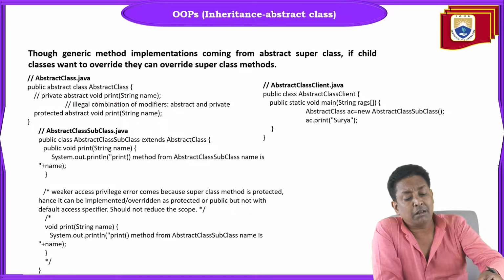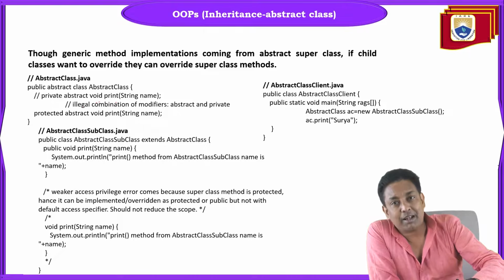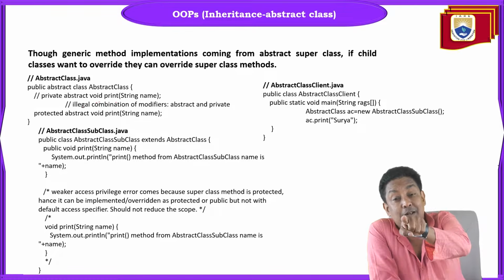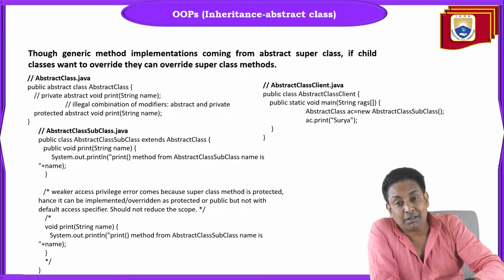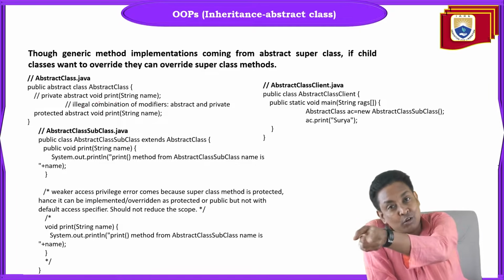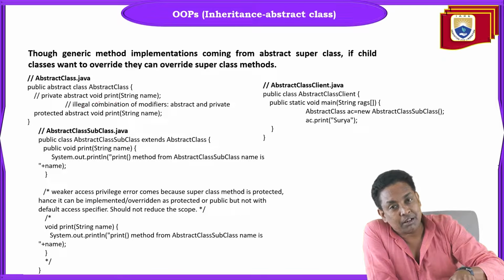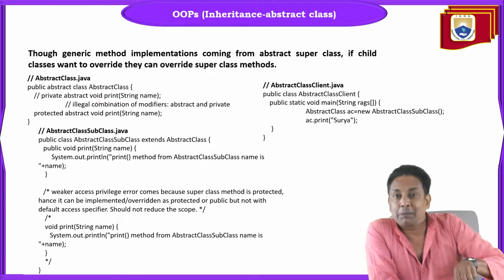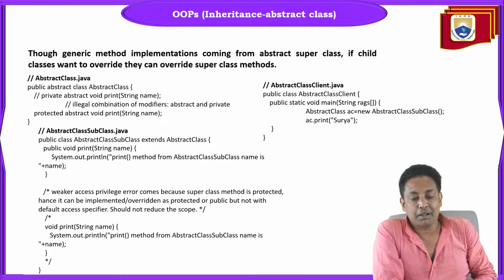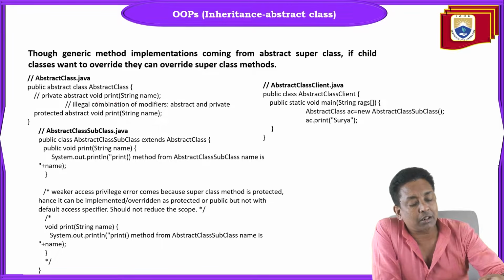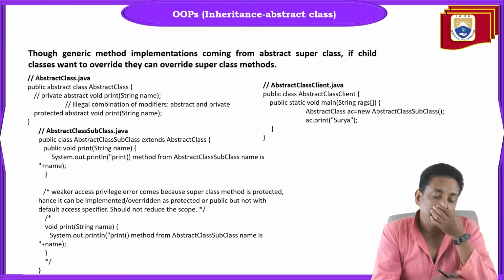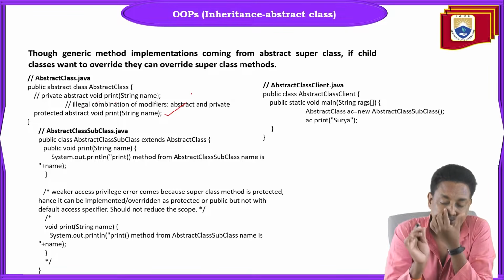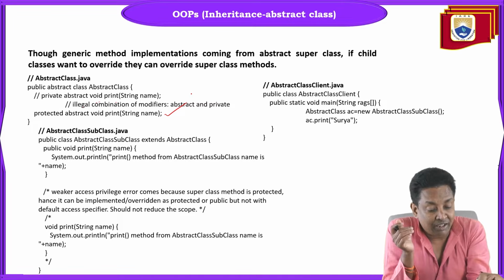A protected method can be accessed both within the package and outside the package up to subclasses. And this protected method can be implemented outside the package, and it can be implemented in a subclass within the package as well. A protected member can be both. So you declare protected abstract void print String name. So this is the correct declaration. No problem. Why did we declare it as protected?